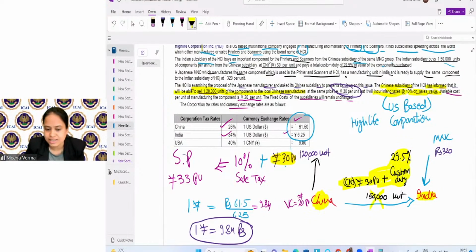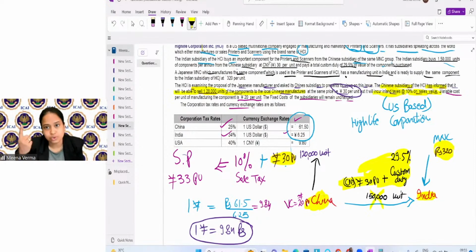So the total price at which they are receiving it is this. You can convert it into Indian rupees, then you can compare, because in the external market the same product is available at 320. Convert this yen currency into rupees and make a comparison. Is it profitable to buy it from China or is it profitable to buy it locally? So you can make a comparison for India. Similarly, you can make a comparison for China also.